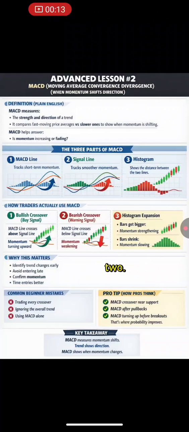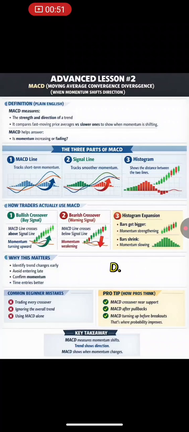Now we move into one of the most powerful momentum indicators traders use. Advanced lesson number 2: Moving Average Convergence Divergence, MACD for short. When momentum shifts direction, right? Definition in plain English: MACD measures the strength and direction of a trend. It compares fast-moving price averages versus slower ones to show when momentum is shifting. MACD helps answer: is momentum increasing or fading, right?